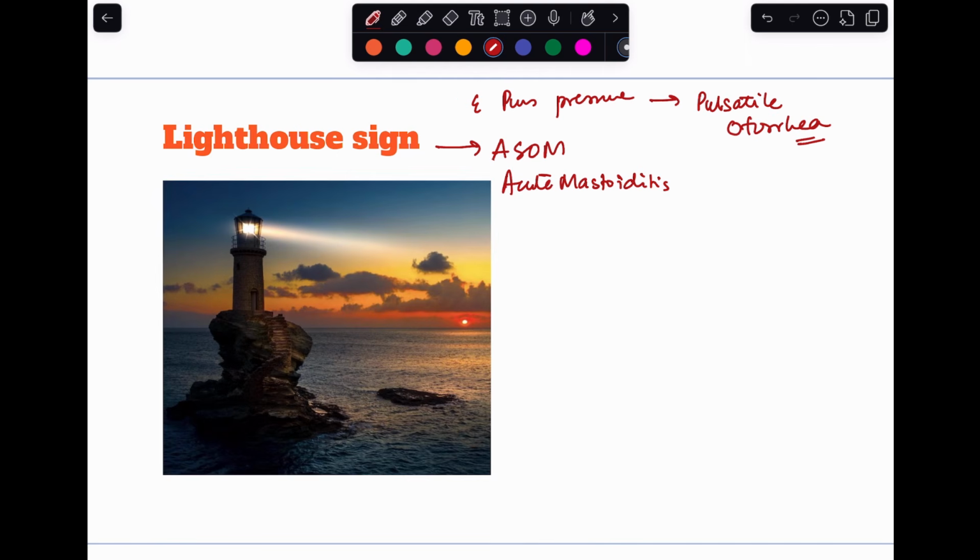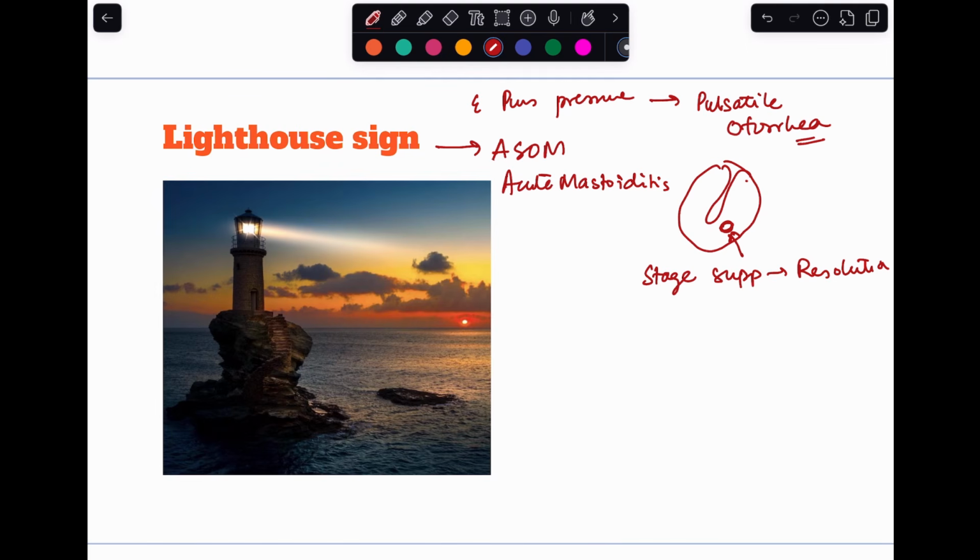In ASOM, at the end of the stage of suppuration, when there has been massive pus collection in the middle ear and it is moving towards early resolution, the pus breaks out through the tympanic membrane through a small pinhole perforation. Hence we enter from a stage of suppuration to a stage of early resolution. When this pinhole perforation develops, this is when we see the lighthouse sign in acute suppurative otitis media.